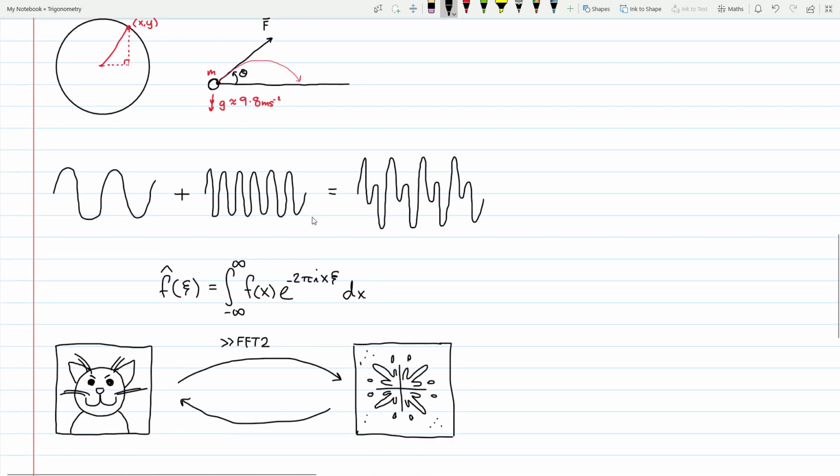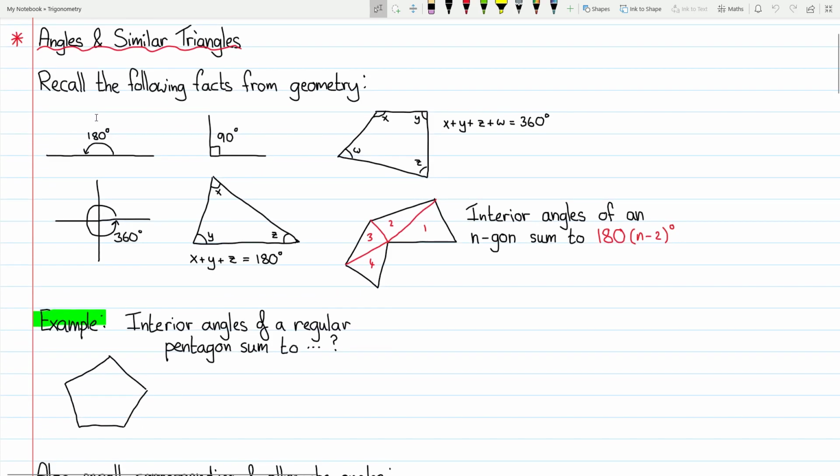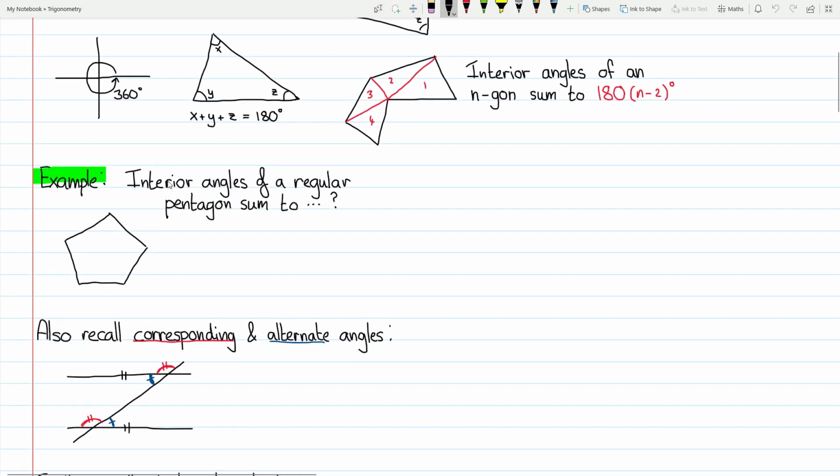But for the contents of this talk, I'm interested in starting from the beginning. So let's look at some definitions just before you tackle trig. Things which you should be familiar with are facts like angles along a straight line add to 180 degrees, right angles are 90 degrees, interior angles of a triangle sum to 180, and there's a nice generalization with polygons. I'll illustrate it in this quick example.